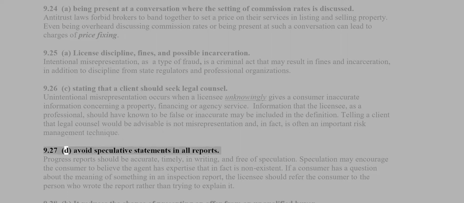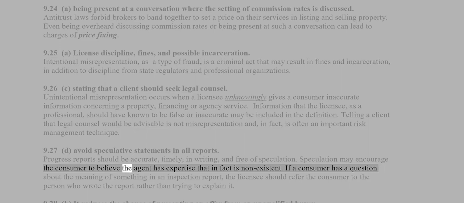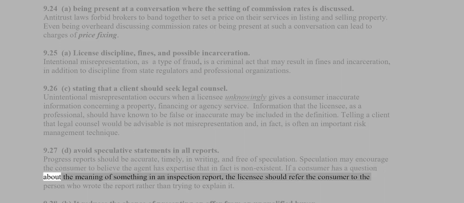9.27 d. Avoid speculative statements in all reports. Progress reports should be accurate, timely, in writing, and free of speculation. Speculation may encourage the consumer to believe the agent has expertise that in fact is non-existent. If a consumer has a question about the meaning of something in an inspection report, the licensee should refer the consumer to the person who wrote the report rather than trying to explain it.